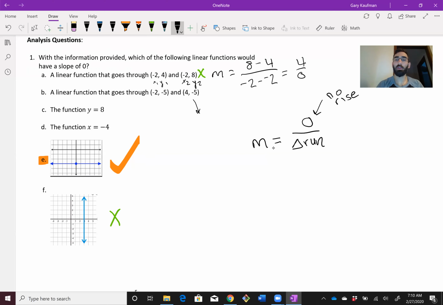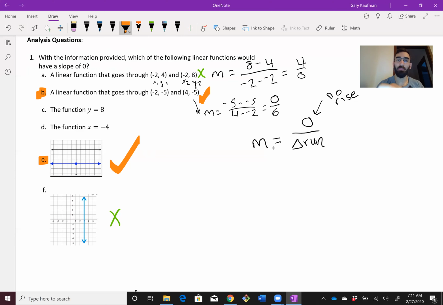Now let's do this one. M equals -5 minus -5 all over 4 minus -2. That's a 10. Oh, sorry, that's not a 10. It's a 0, don't make my mistake, over 6. Well, again, that means no rise. So that means B works.